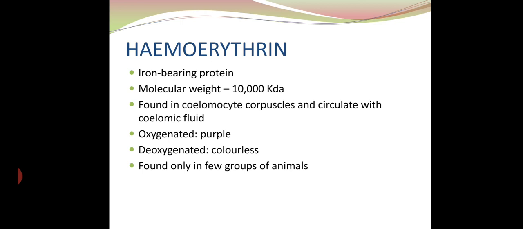And next is hemoerythrin. Hemoerythrin is an iron-bearing protein. Its molecular weight is 10,000 kilodalton. It is found in the coelomocyte corpuscles and circulates with the coelomic fluid. When it is combined with oxygen, its color is purple, and when detached from oxygen, it is colorless. It is found only in a few groups of animals.